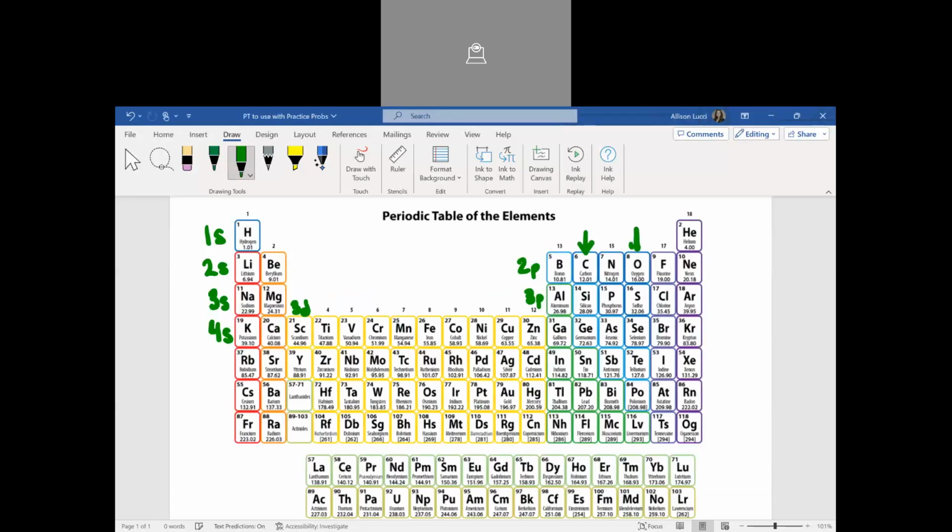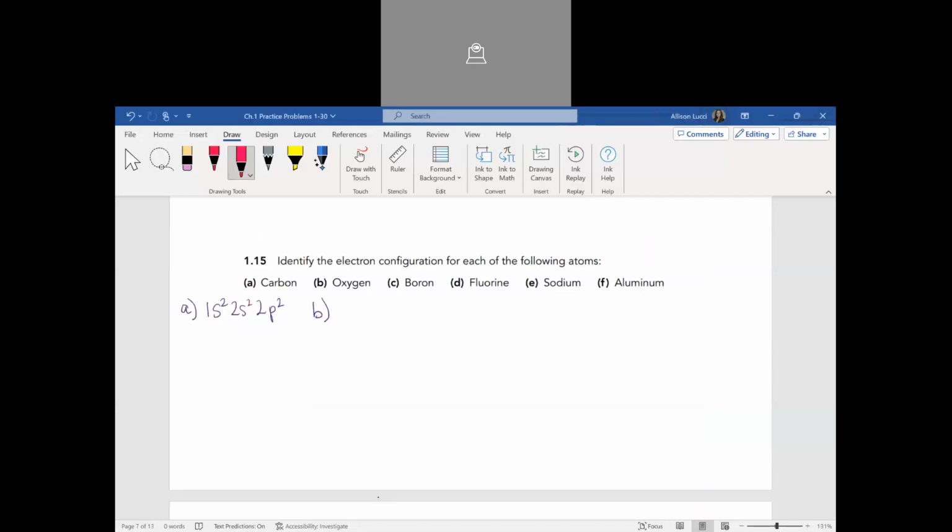It's in group 6 here. It has 8 electrons total. So we have the 2 1s electrons and then 2 2s electrons, and then it has 4 2p electrons. So if we go back and write the electron configuration for oxygen, that would be 1s2, 2s2, 2p4. Then we have boron next.